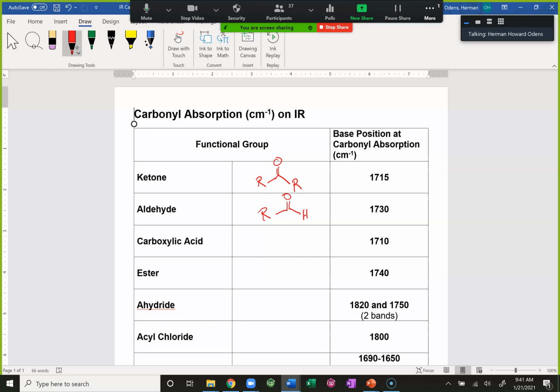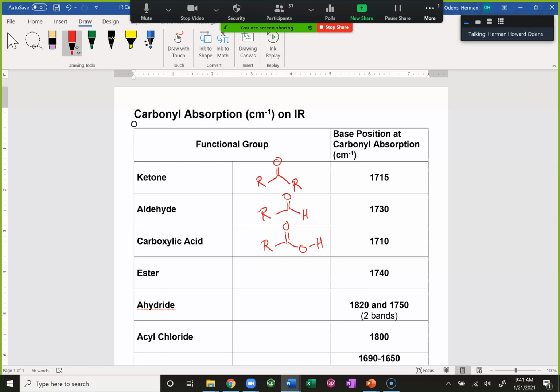For the carboxylic acid, yes, you will have a carbonyl peak at 1710. It's a little shorter. And so here you have two things. Besides the carbonyl, you have a carbon oxygen stretch in the fingerprint region, and you will have an OH huge V-shaped band in the hydrogen region.